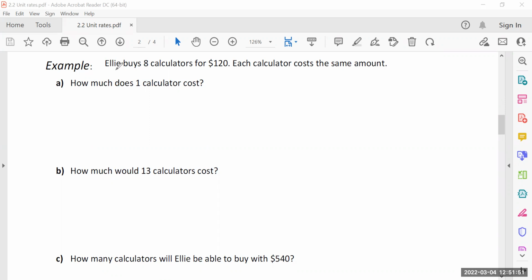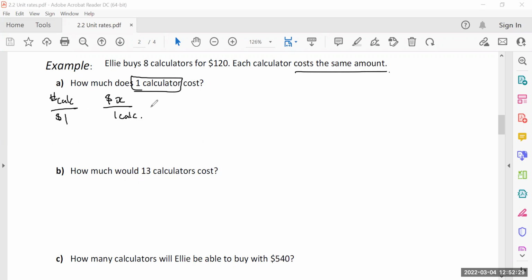Ready? Ellie buys 8 calculators for $120. Each calculator costs the same amount. So how much does one calculator cost? From this, it's not necessarily the math that might be complicated, but you also have to consider, if I'm trying to find out how much one calculator costs, is it easier to do number of calculators per $1? Or is it better to do number of dollars per one calculator?